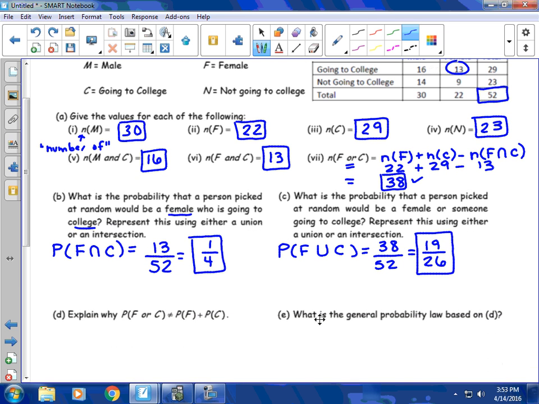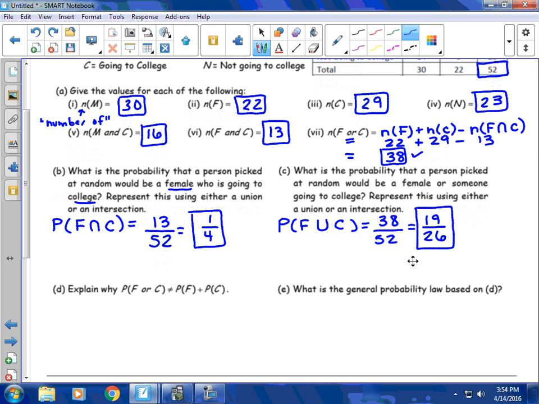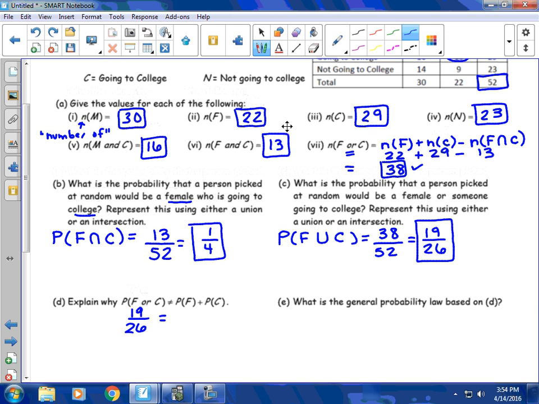These last two questions talk again about that addition rule. Explain why the probability of F or C is not equal to the probability of F plus the probability of C. Well, we know the probability of F or C is 19 out of 26. If I try the probability of F, the probability that you're a female is 22 out of those 52, plus the probability that you're going to college is 29 people out of that 52.